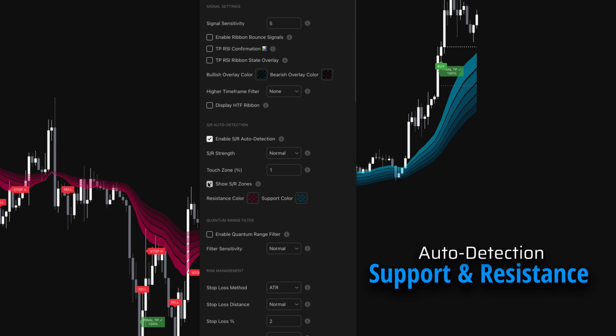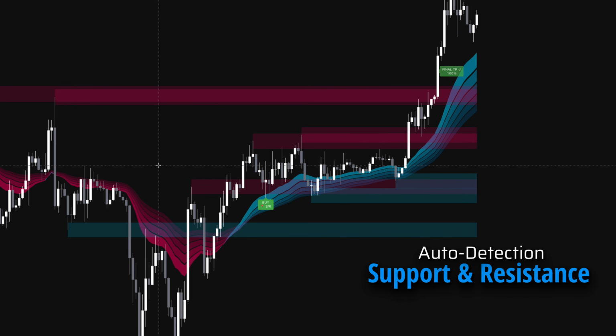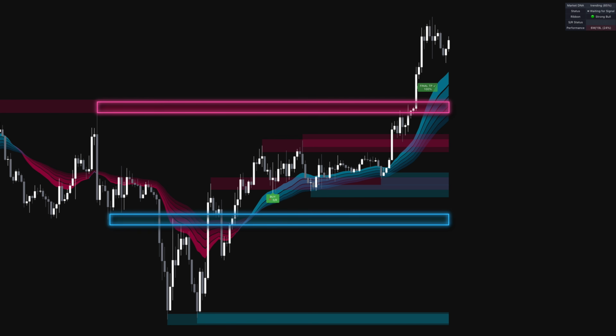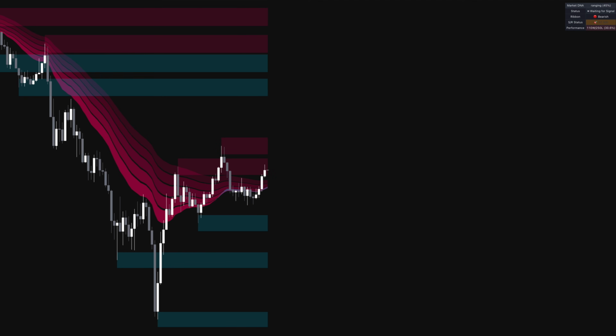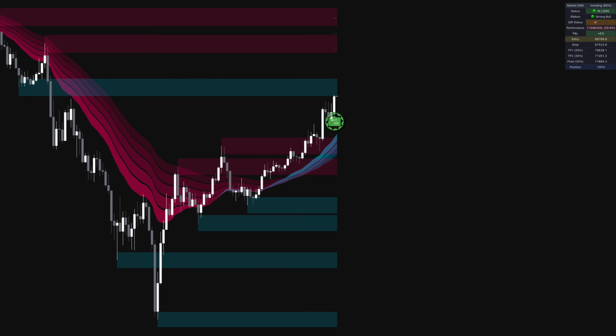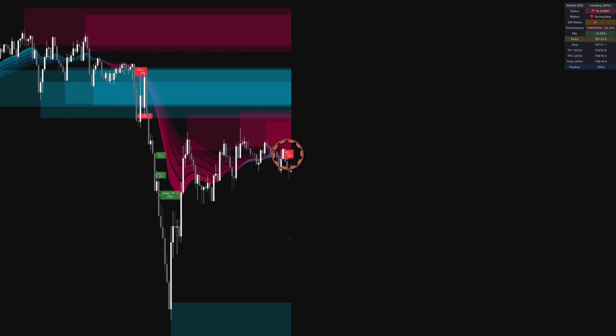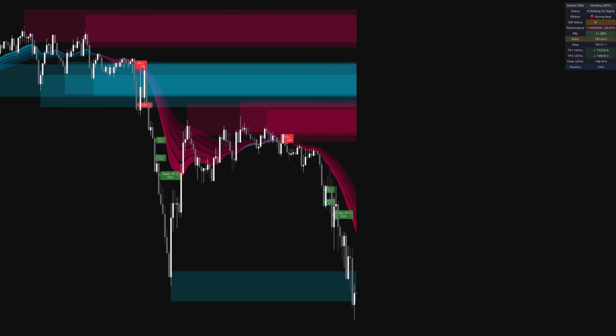Enable SR auto detection, and the indicator automatically identifies key support and resistance levels. You'll see visual zones on your chart showing where price has reacted before. But it's not just visual. The indicator uses these levels to filter signals. Long signals only trigger near support. Short signals only trigger near resistance. No more buying into resistance or selling into support.